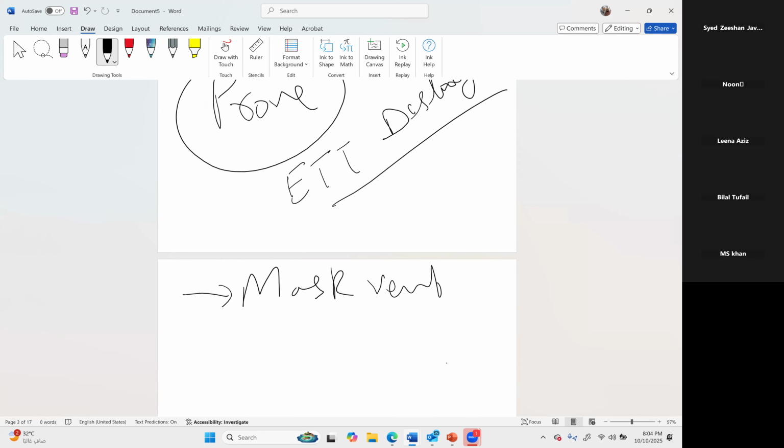Mask ventilation, sir. The tube can dislodge, sir. Secretions can block the ET tubes. And most important, sir, throat pack. We will do the throat packing, sir.